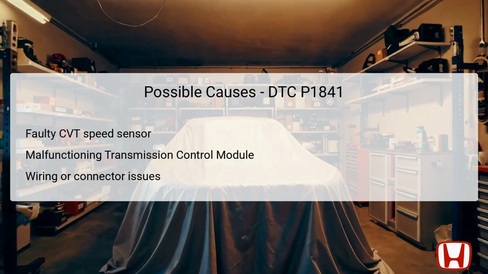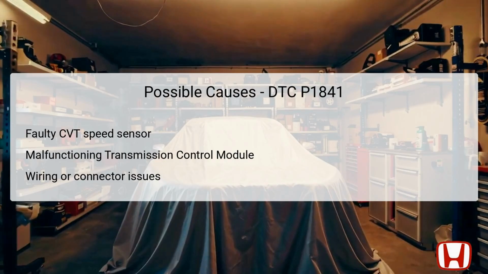The DTC P1841 can stem from several potential causes. First, a faulty CVT speed sensor may not send accurate signals about the secondary shaft's rotation speed, leading to erratic performance when engaging reverse. Second, if the TCM itself is malfunctioning, it might misinterpret the data received from the CVT speed sensor, causing the control system to trigger the DTC.